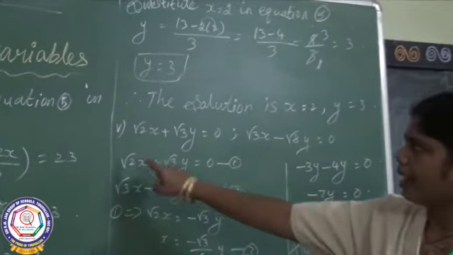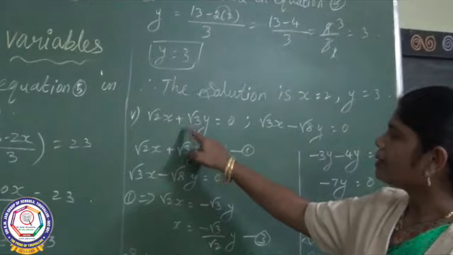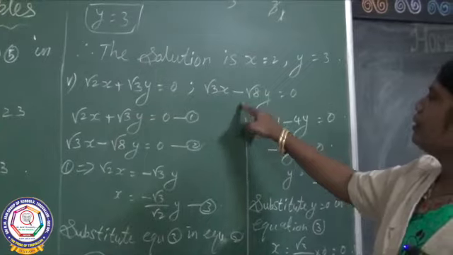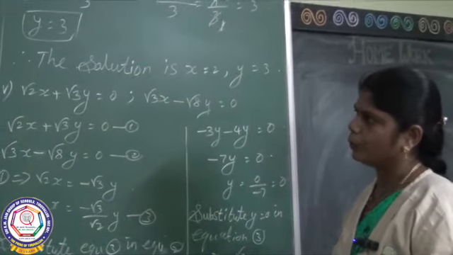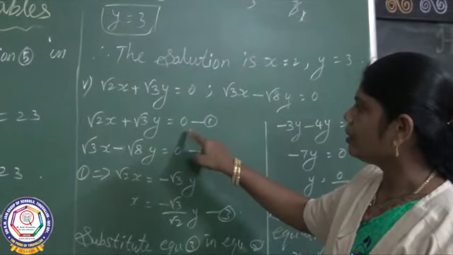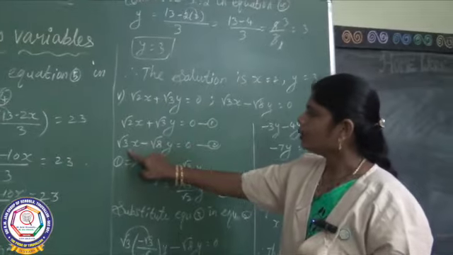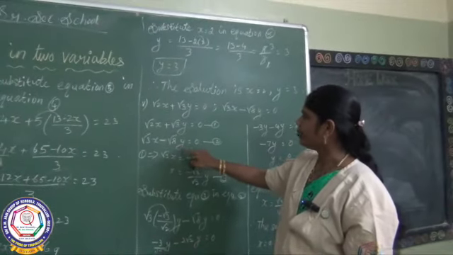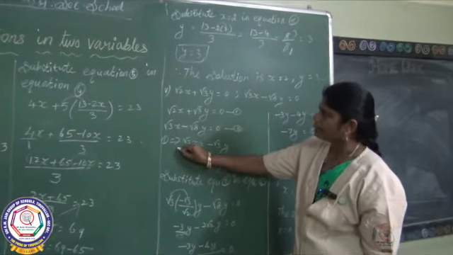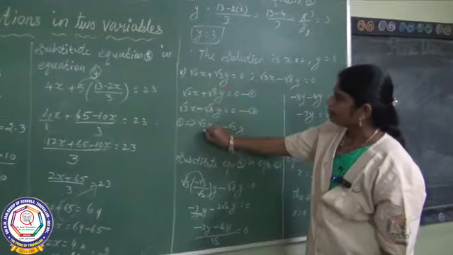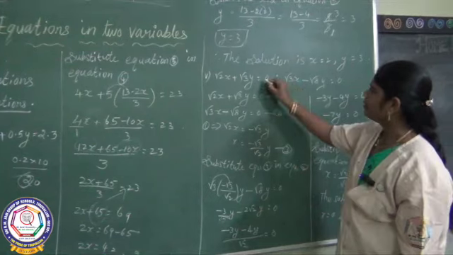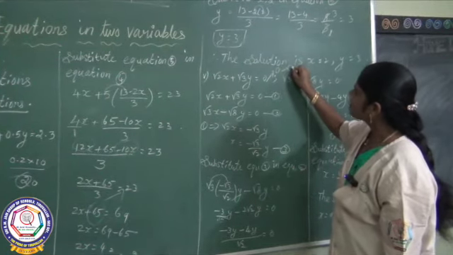Next, question number 5. Root 2 x plus root 3 y equal to 0. Root 3 x minus root 8 y equal to 0. Let us consider root 2 x plus root 3 y equal to 0 as the first equation, and root 3 x minus root 8 y equal to 0 as the second equation. The first equation implies root 2 x, I keep it on the left hand side, equal to 0 minus root 3 y.